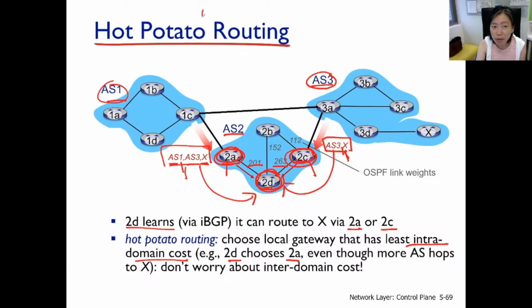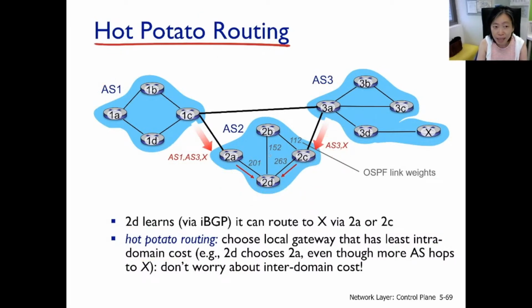This is also very well known as hot potato routing. Allow me to explain. 2D is this guy holding a hot potato. The packets are almost like these hot potatoes, and 2D can't wait to get rid of these packets. So 2D wants to pass the hot potatoes, the packets, as soon as possible. Therefore, it picks this poor guy here, 2A, to throw all the hot potatoes over. The distance is shorter.